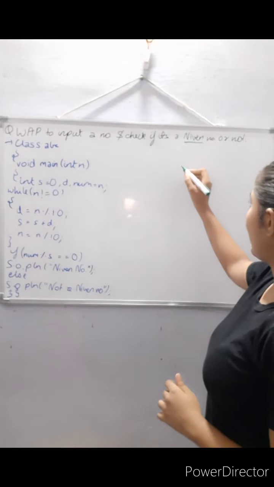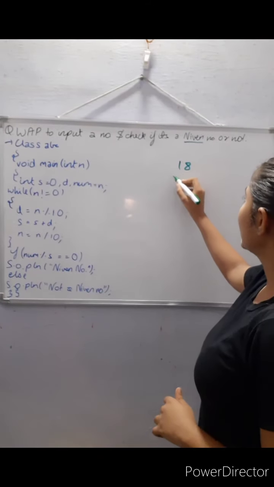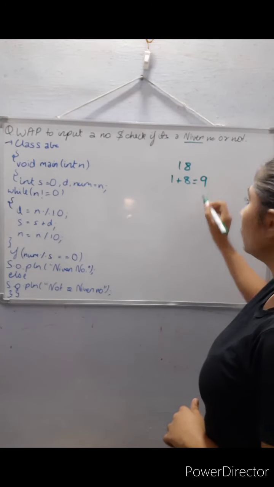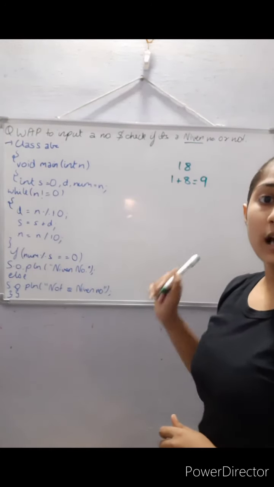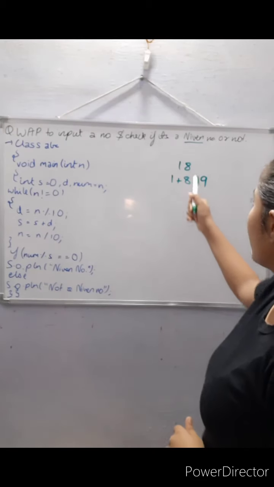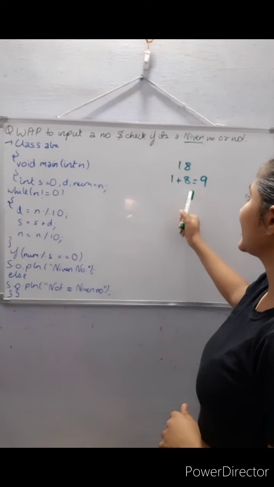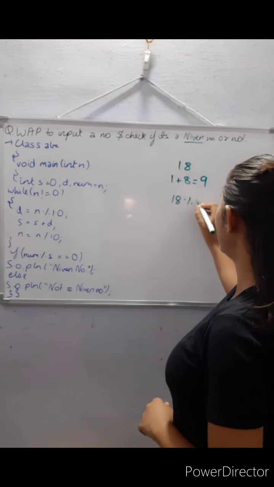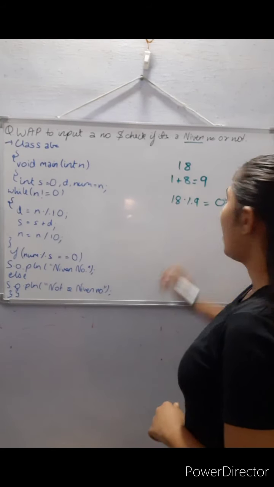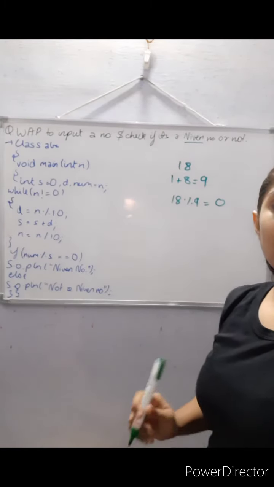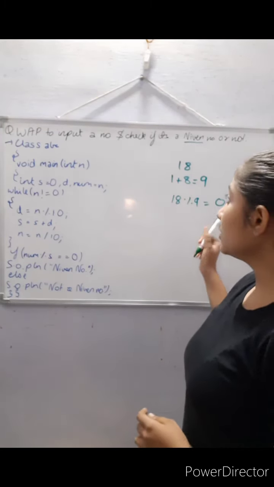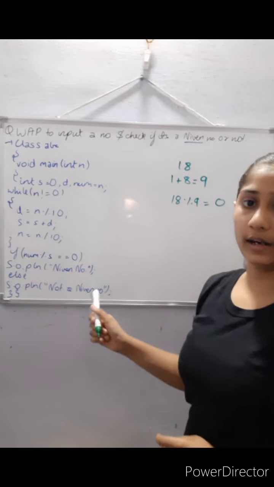Okay, so for example, taking number 18, the sum of its digits is 1 plus 8, which is equal to 9. Now we are going to check if the number entered is divisible by the sum of its own digits. As we know that 18 is divisible by 9, we can say that the number 18 is a Niven number. Okay, now we are going to use the same process in the program.